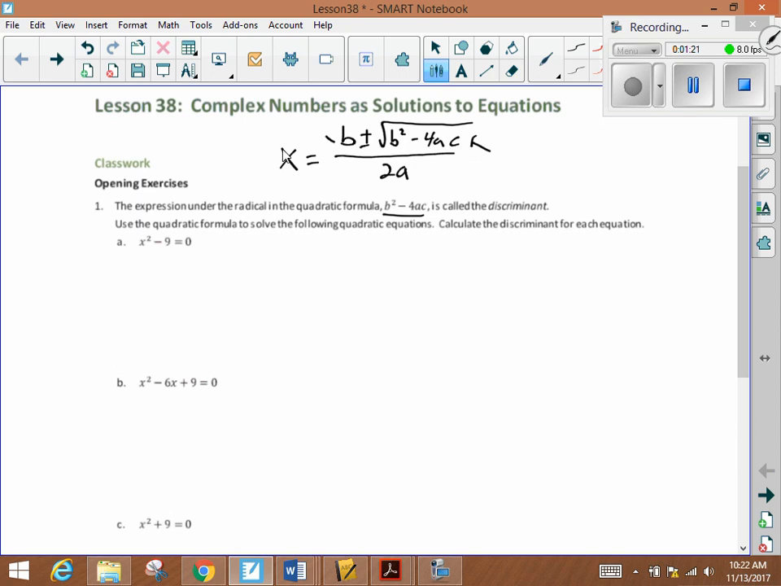If we use this particular one for A, we're looking for what A, B, and C are. A is 1. What's B? 0. And C is equal to negative 9. So I can put that into my handy-dandy quadratic formula, and I get 0 plus or minus the square root of 0 minus 4 times 1 times negative 9, all divided by 2 times 1.